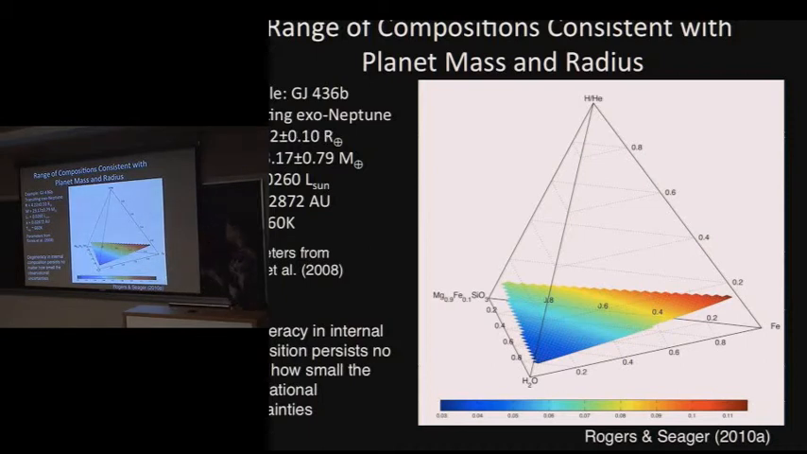So this is just a convenient way to plot 4-component data that must sum to 1. This surface represents a whole range of different compositions that fit the nominal measured mass and radius. When we take into account the observational uncertainties as well as uncertainties in the energy budget of the planet, this spreads into a full volume of possible solutions.